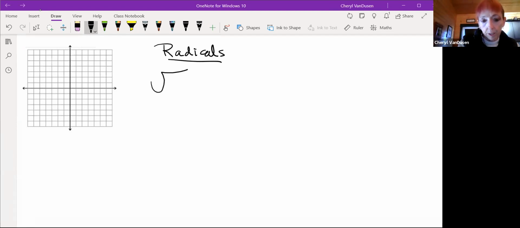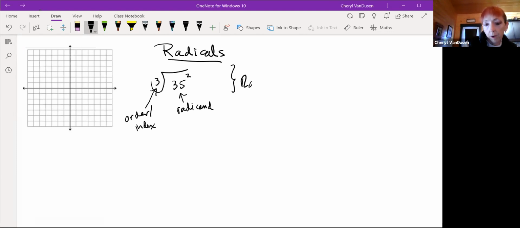If I give you something like the cube root of 35 squared, I'm not going to actually do anything with it. I'm just going to outline some of the terms. This is called the order or the index. The 35, well, let's put the squared kind of down in with the 35. The 35 squared is called the radicand. The whole thing is called a radical. Okay. I don't think there's any other terms we need to know besides order, index, and radicand. So if I'm referring to those terms, you'll know what I'm talking about.